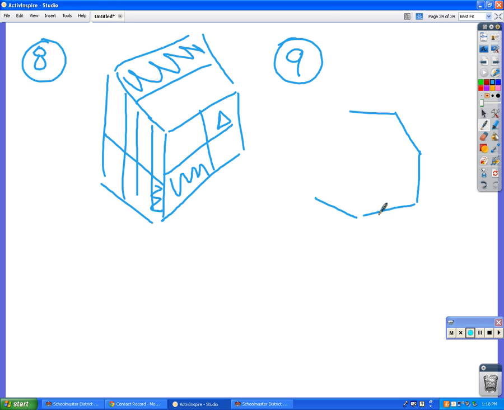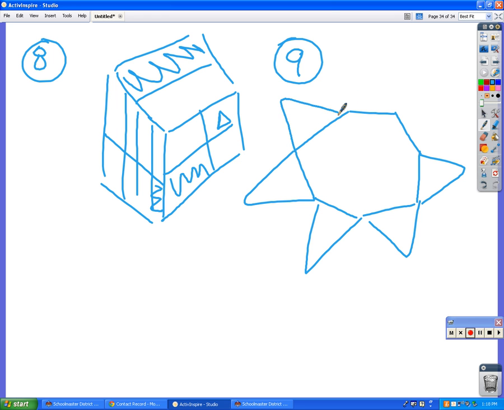1, 2, 3, 4, 5, 6, 7. So the next one should have 7 sides. And then it's also alternating between unfolded and folded up. And so this one would be of the unfolded variety. So it looks something like that. Okay? All right?